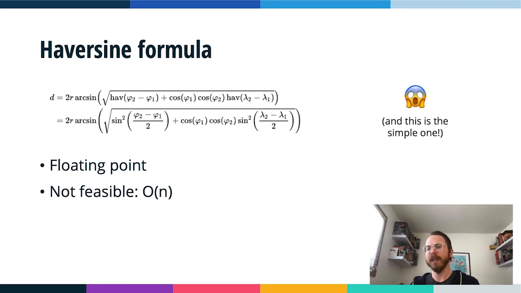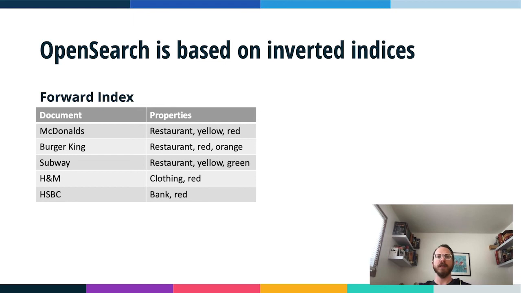Let's back up and talk a little bit about how OpenSearch actually works in general. When most people think of an index, they probably think of something called a forward index. A forward index takes your documents or some sort of ID and then gives properties to those documents. And the key thing is that all the properties are kind of on the right side of the document, if you think about it that way.